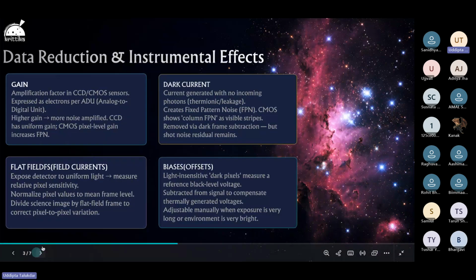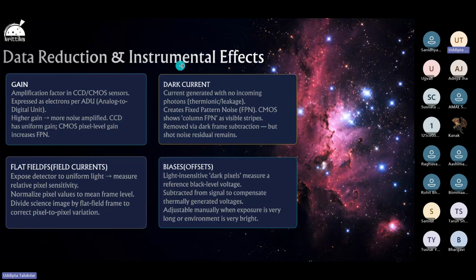So now let's move on to data reduction and instrumental effects. Your telescope and camera aren't perfect. They add unwanted signals on top of the real starlight. Data reduction is the process of removing all of that garbage, so all you see is just the scientific data that you need. First, we will be talking about gain.